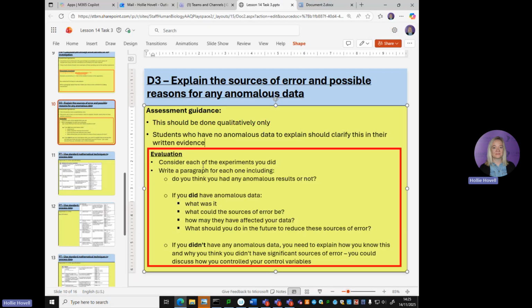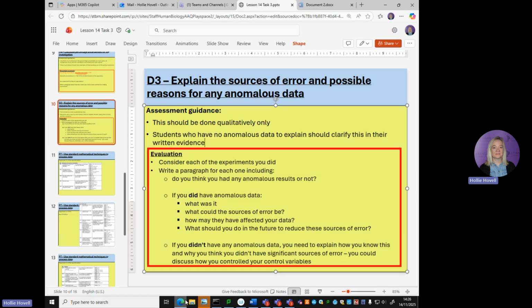It says consider each of the experiments you did. So we've got our headings, and write a paragraph for each one, including, do you think you had any anomalous results or not? That's up to you. If you did have anomalous data, what was it? What could the sources of error be? How might they have affected your data? And what should you do in the future to reduce these sources of error?